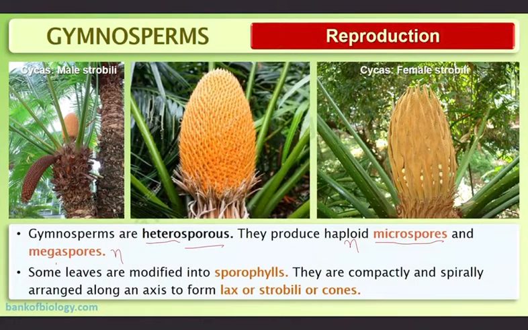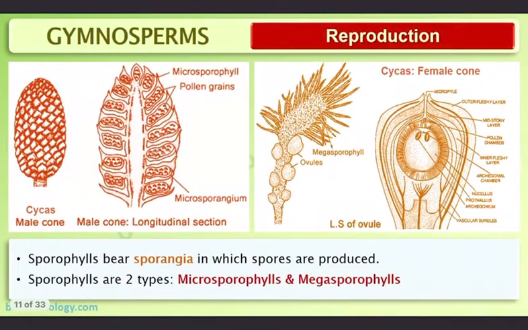As you are able to see in Cycas, this is the male strobilus, and this is the female. So see the difference between male and female strobilus. Some leaves are modified into sporophylls. They are compactly and spirally arranged along the axis to form cones or strobili, as you are seeing here. Disc shaped arrangement is there. Look at that disc shaped arrangement. And these sporophylls form what we call cones or strobili.